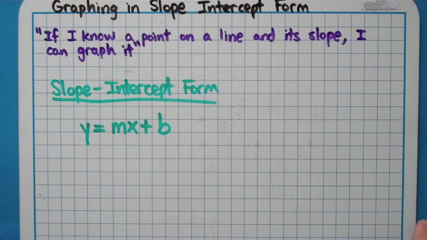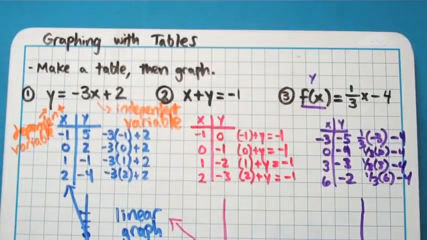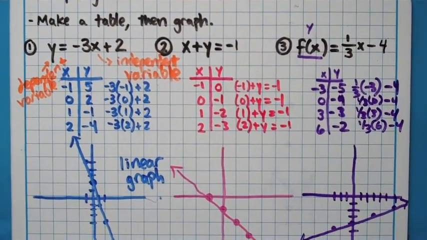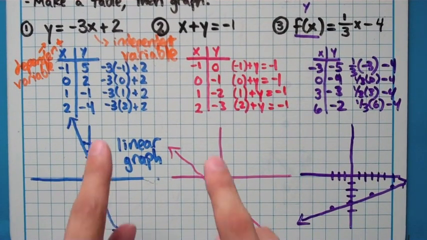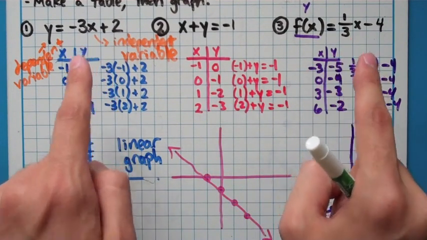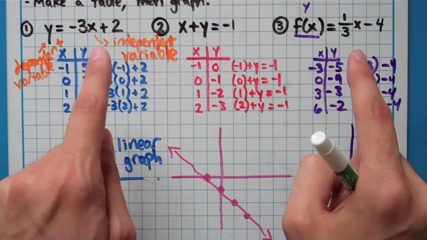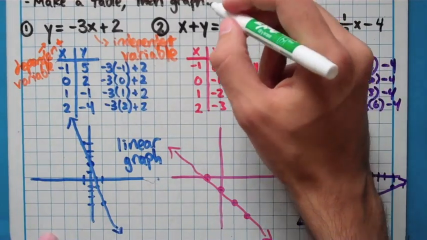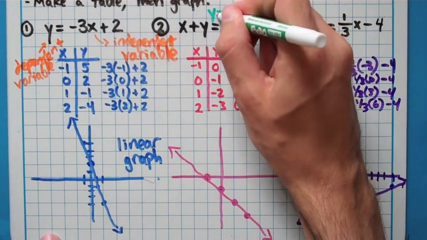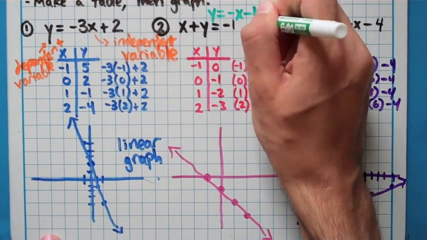I'm going to switch slides here to something we talked about several videos ago now. It was kind of our first introduction to graphing lines. So look back in your notes where we did these 3 problems. We were making our tables and graphing. These equations, numbers 1 and 3, are written in slope-intercept form, y equals mx plus b. This middle equation right here is not, but I can rewrite that guy. That's y equals negative x minus 1.